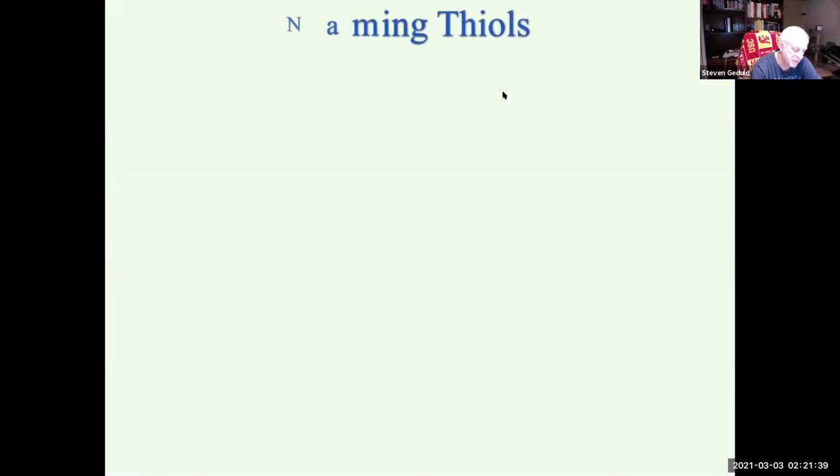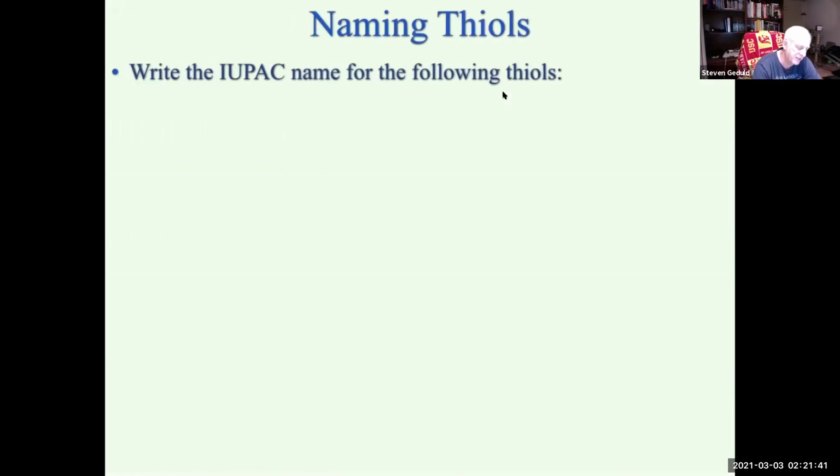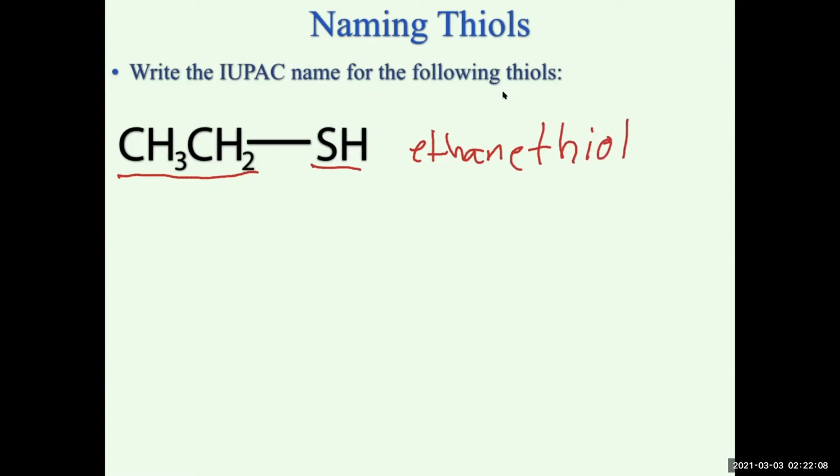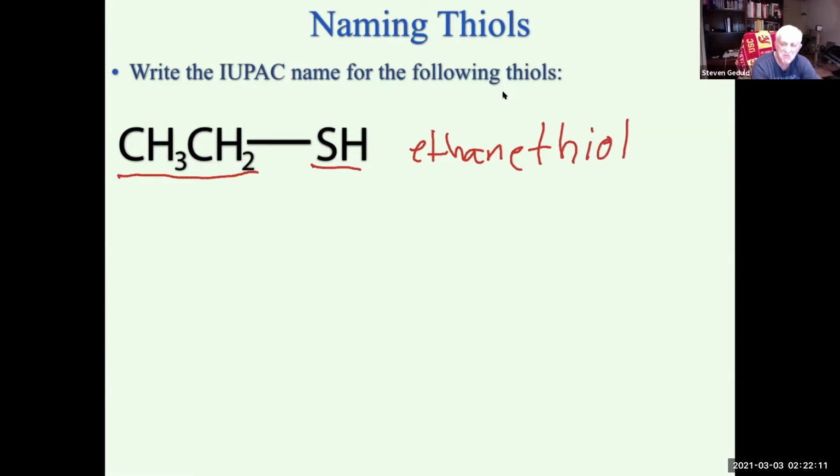Okay, so naming these thiols, the IUPAC name for the following thiols. Okay, so how many carbons do we have here? 2. Perfect. We have a 2 carbon chain. So this is ethane. And what do we add because of the SH group here? Thiol. Ethane thiol. That's the name of it.